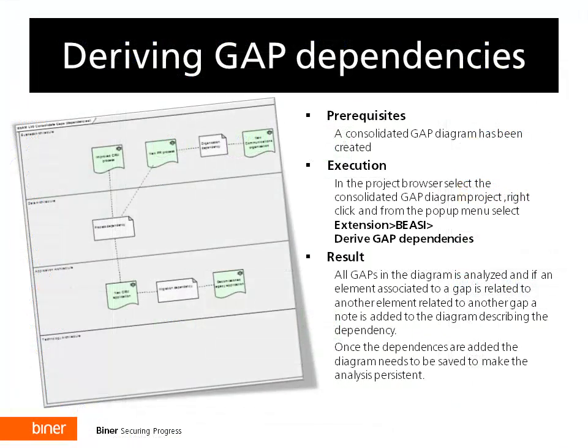Once the gap consolidation has been made, BEASI provides functionality to derive dependencies between gaps. If you open up a consolidated gap diagram and select Derive Gap Dependencies from the BEASI menu, BEASI will analyze the gaps and highlight any dependencies. If an element associated to a gap is related to another element related to another gap, a note is added to the diagram describing the dependency.